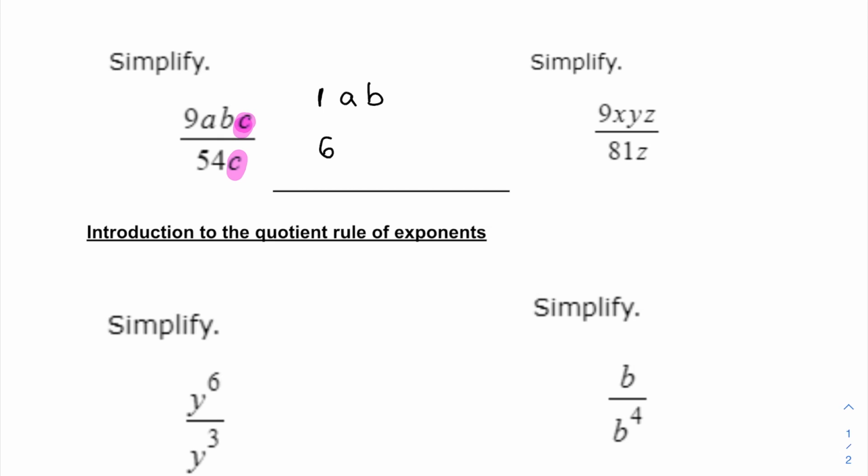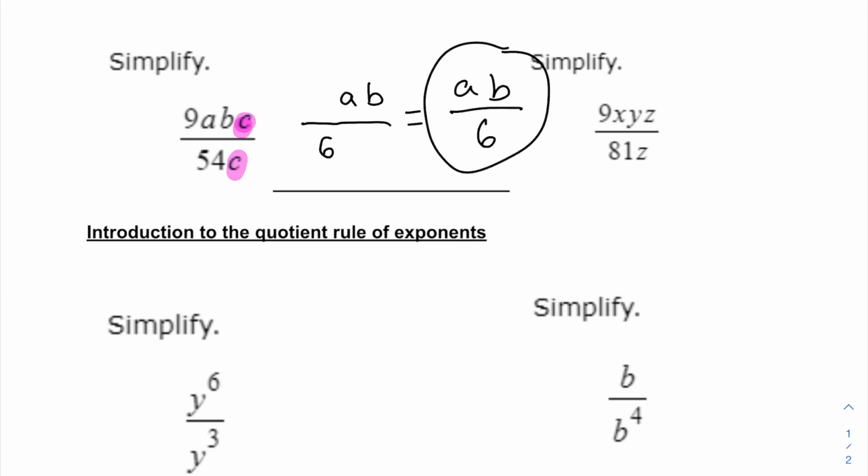Now I'm going to do my best to make this look a little bit better. My final answer, I don't really want to leave it like that. Like I said, the 1 isn't really necessary on the top, so we can pretty much get rid of that. Our final answer is A times B over 6. Moving on to the next one.